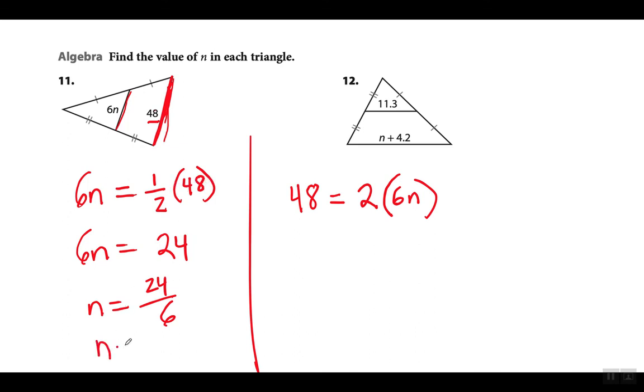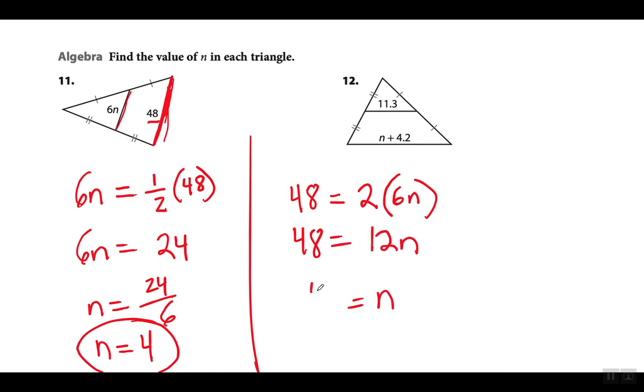All right, so n equals 4. And that's my answer. If I do it this way, 48 equals 2 times 6n, which is 12n. So n equals 48 divided by 12. So n is going to equal 4. They both give you the same answer. All right, now let's look at number 12.